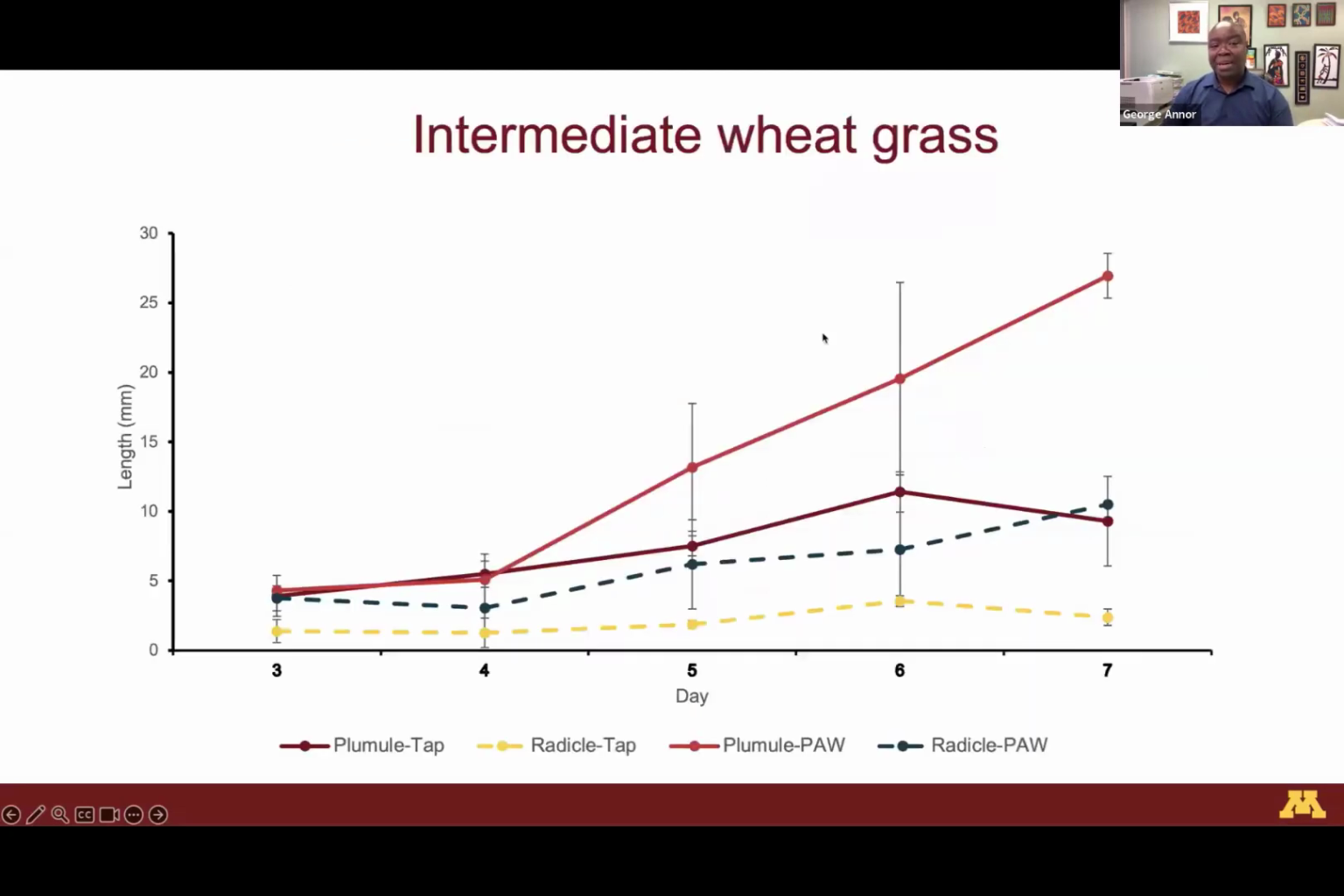This is for intermediate wheat grass, which in any case is the first perennial cereal that has been released for commercial use. It is very problematic when it comes to germination, but it responded the same. This is the plumule. This is the radicle for tap water, and this is the radicle for PAW, and you can see that clear difference as the days of germination go on, and it is the same for the plumule as well. So clearly, big difference between tap water and PAW.